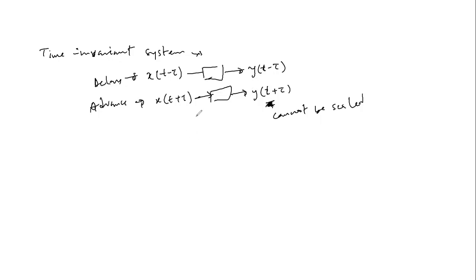Okay. So in other words, a time variant system is a system in which a time shift in the input of the signal does not necessarily result in the same time shift at the output. Then we now talk of stable systems.